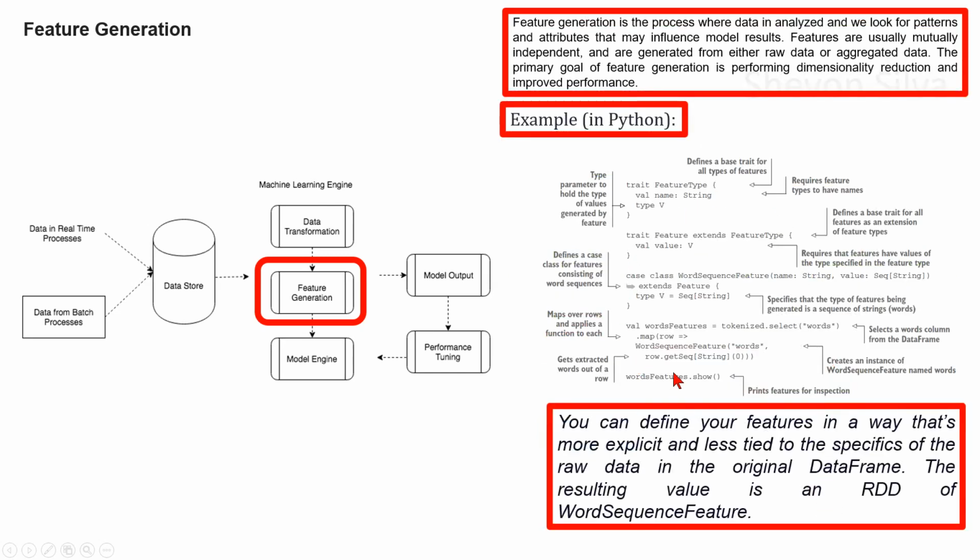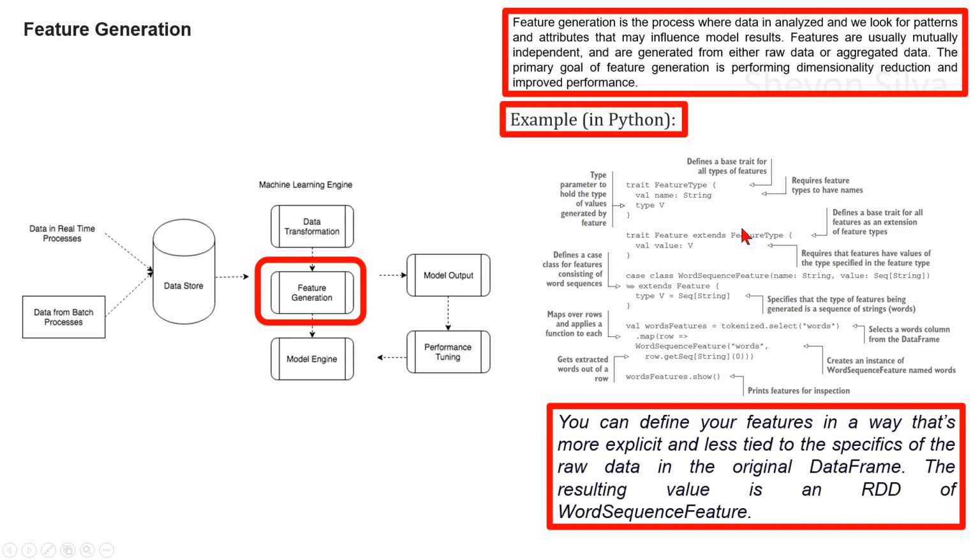As an example, you can consider this Python code here. You can define your features in a way that is more explicit and less tied to the specifics of the raw data in the original data frame. The resulting value is an RDD of word sequence features.